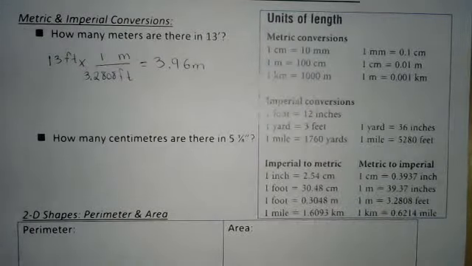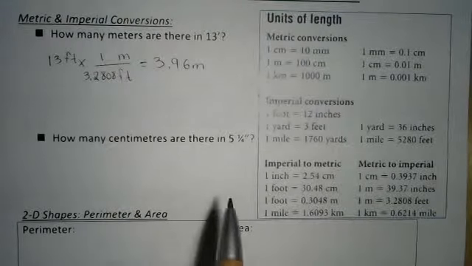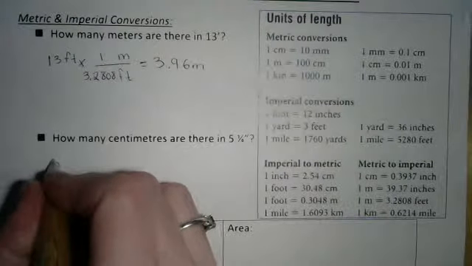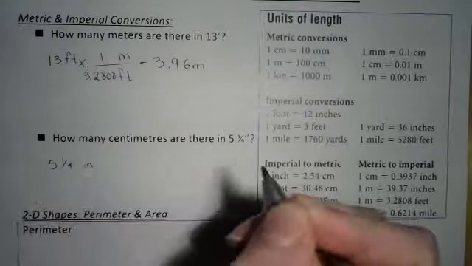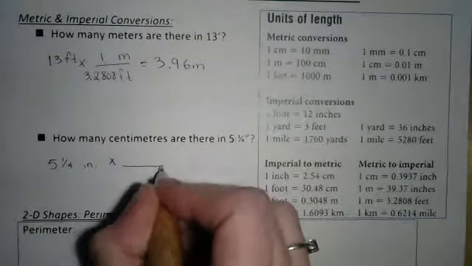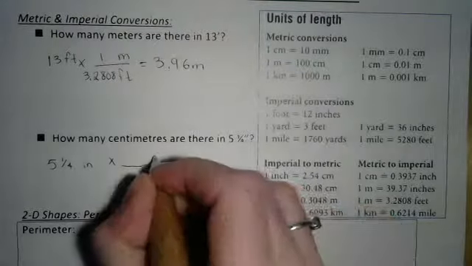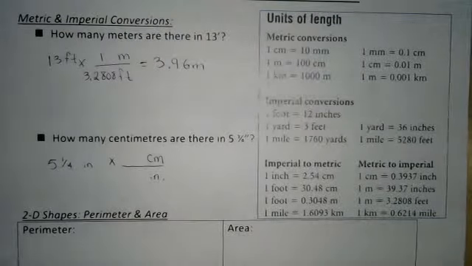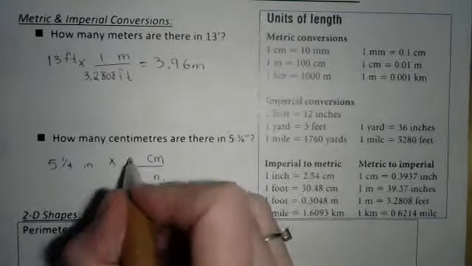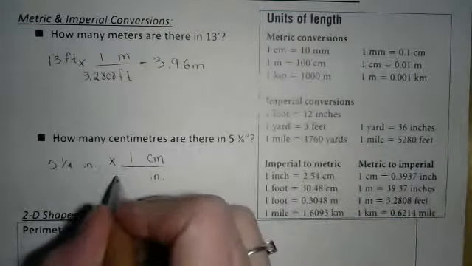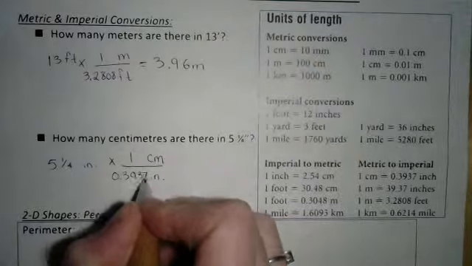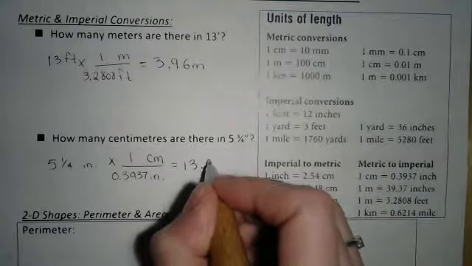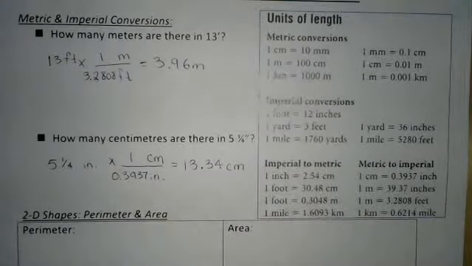Similarly, how many centimeters are there in 5 1/4 inches? We're going from metric to imperial again. So we have 5 1/4 inches, and we need to get rid of inches and convert to centimeters. What we want over what we've got. So 1 centimeter has 0.39337 inches in it. Punch it into the calculator. That is approximately 13.34 centimeters.